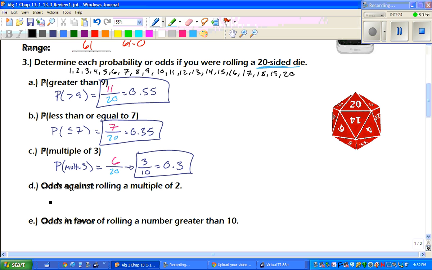All right, odds against. Now, as a reminder, odds against, that is when you want your unwanted over the wanted. So unwanted over the wanted.